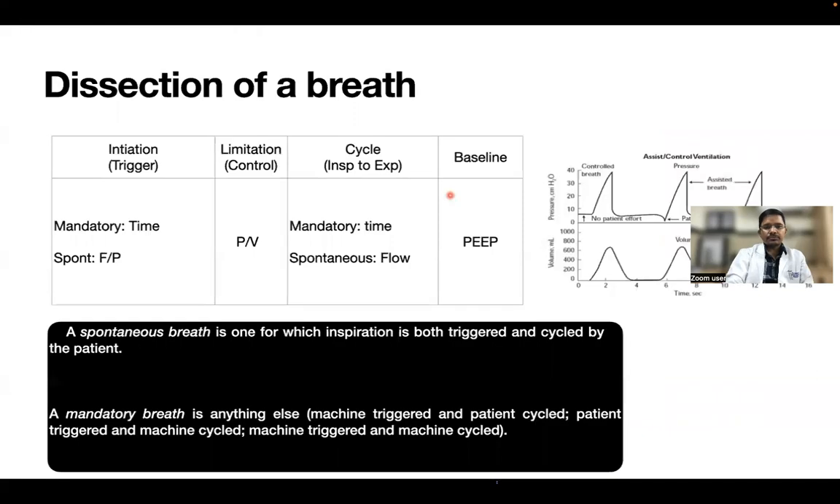so there are two types of breaths. One is called control breath, another is called assisted breath. What do you mean by control breath? Whenever the machine initiates and the machine completes the rest of the breath, then it's called a control breath. When the patient initiates but the machine completes the rest of the breath, then it is called an assisted breath. Both are mandatory breaths, but one is initiated by the patient, and the other is initiated by the machine as per time trigger.